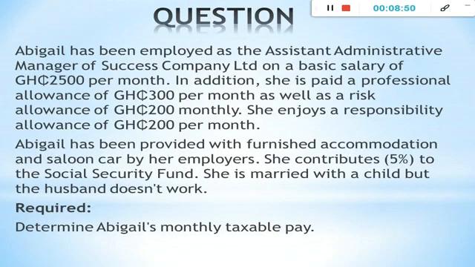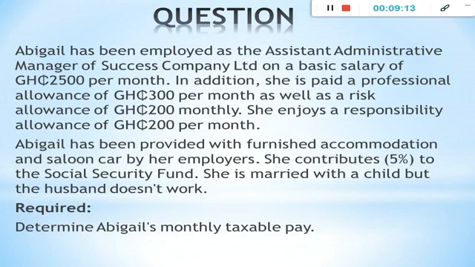Now let's look at a question on what you have done so far. Abigail has been employed as the assistant administrative manager of Success Company Limited on a base salary of 2,500 per month. In addition, she is paid a professional allowance of 300 Ghana cedi per month, as well as a risk allowance of 200 Ghana cedi per month.